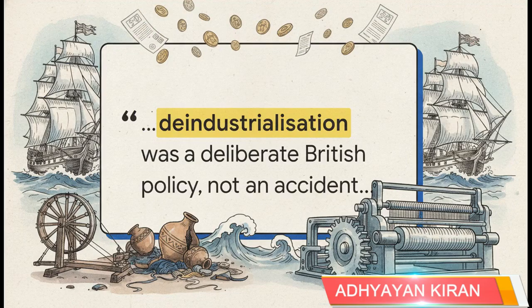The source material features this very pointed quote from author Shashi Tharoor, noting that the nationalist critique of the colonial economy argues that this wasn't just a natural shift. He writes that deindustrialization was a deliberate British policy, not an accident. It was a systematic destruction abetted by tariffs and regulatory measures that stacked the deck entirely in favor of British industry. So they weren't just out-competing Indian goods, they were using the law to consciously dispossess Indian manufacturers.